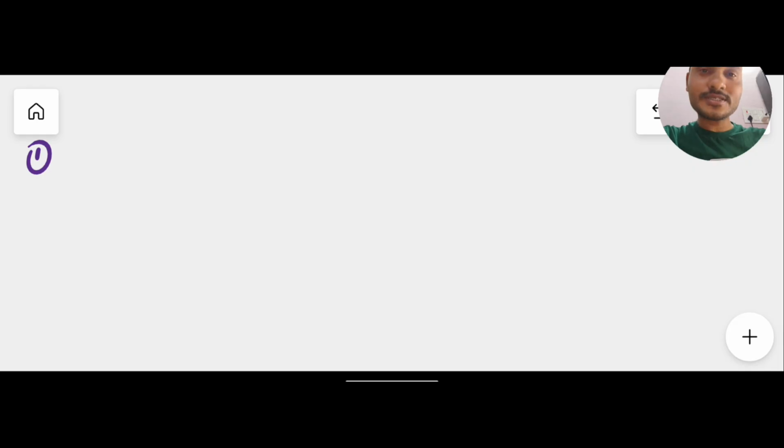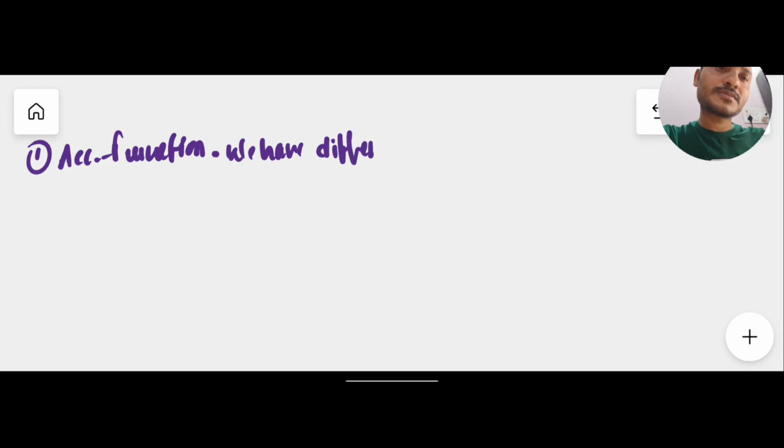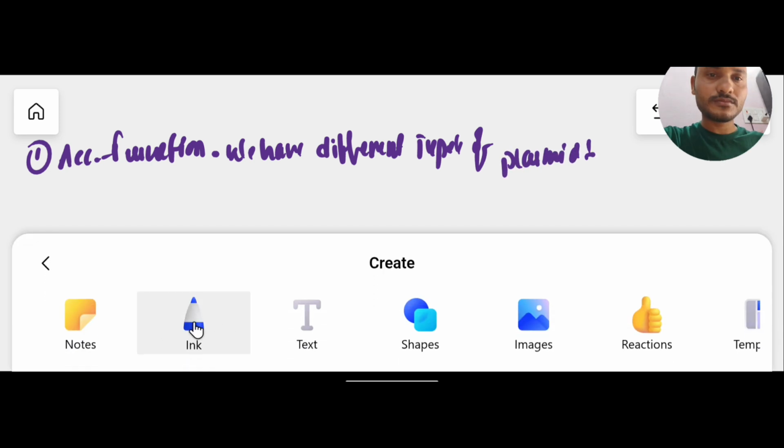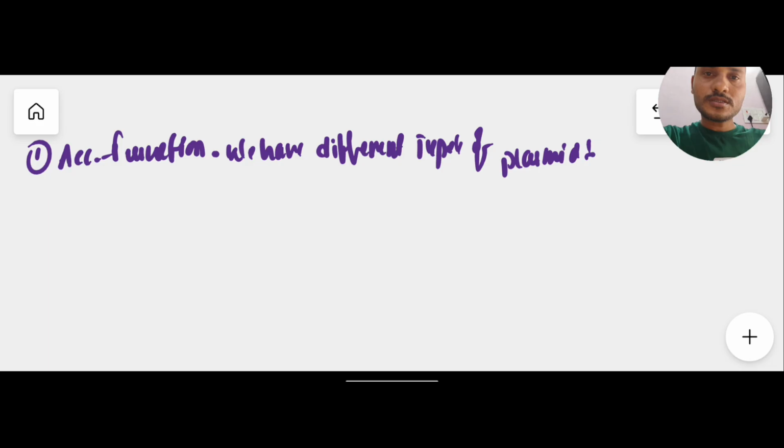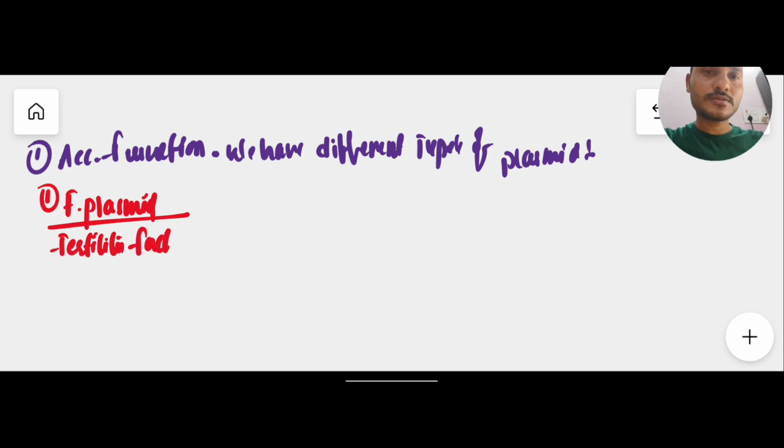According to function, we have different types of plasmids. We will discuss each one in detail. So the first one is the F-plasmid, also called the fertility factor.